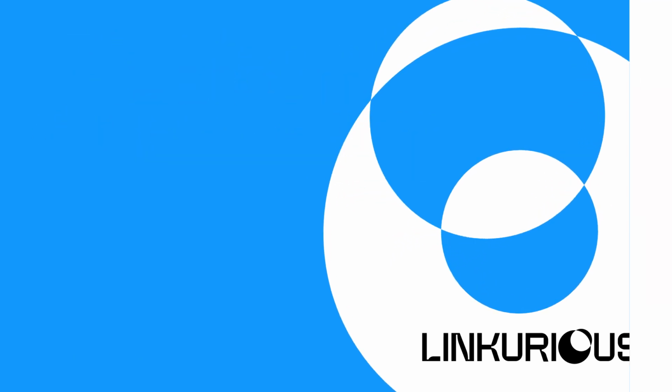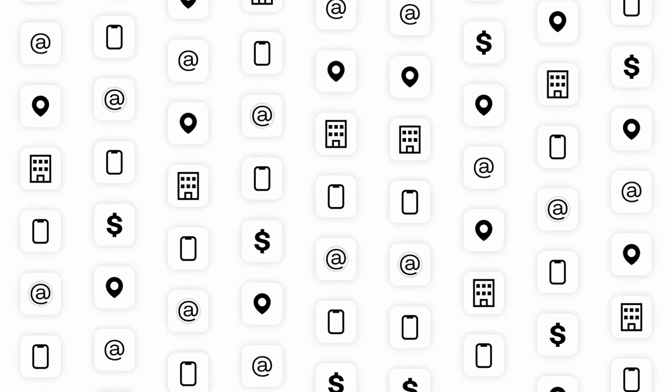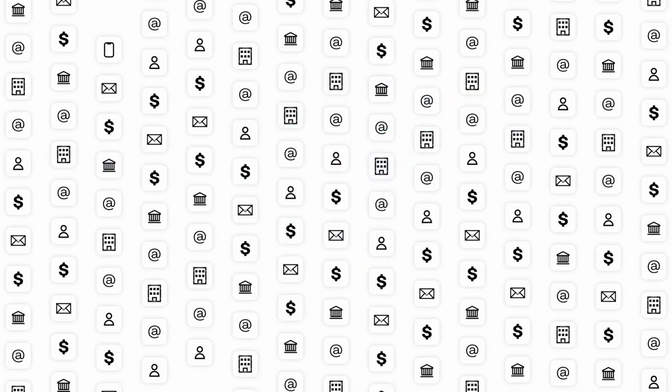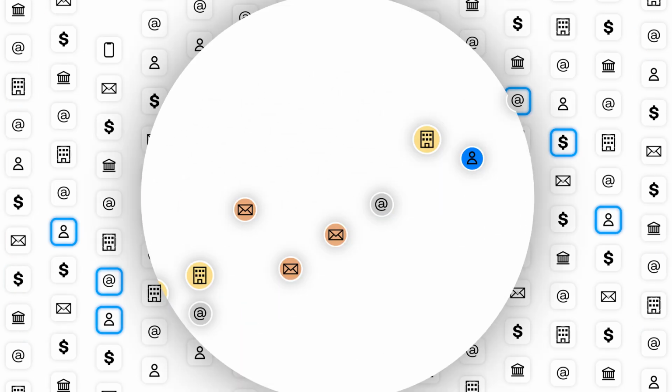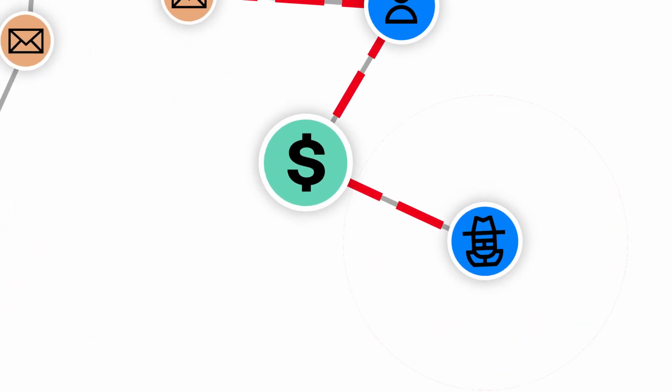Organizations like yours are faced with an overwhelming amount of data, but data on its own doesn't always provide sound answers to complex questions. It's usually the connections hidden within and the context around it that hold the most value. That's where our decision intelligence platform powered by native graph technology comes in.